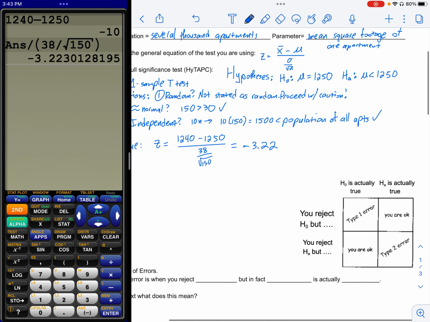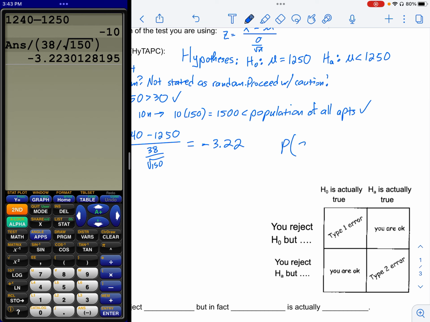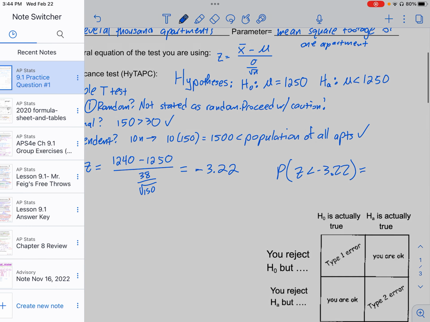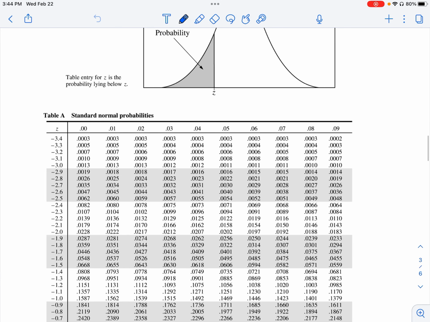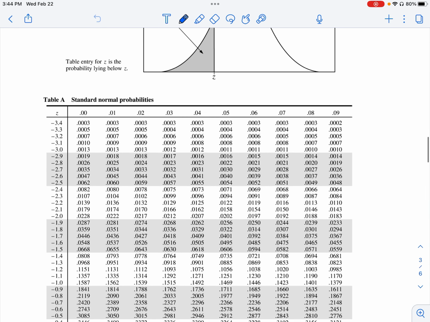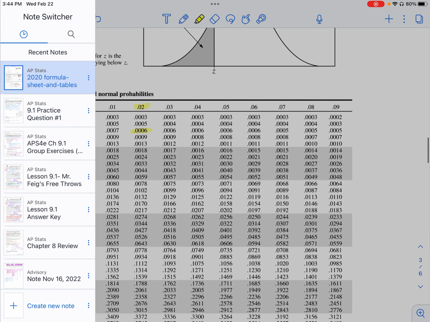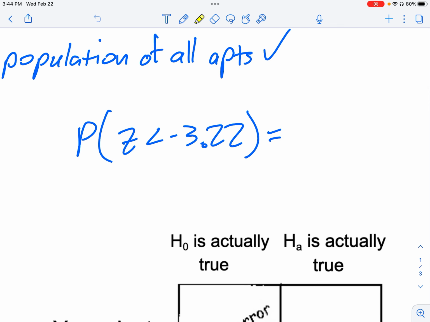Now we can look this up. What is the probability of a z-score of less than negative 3.22? We're looking up in the green packet, and I'm on table A with the z-scores. We haven't done this in a little while. And here's negative 3.22, so right there. It's a very, very small percentage, 0.0006. So in other words, this is not likely at all to happen.